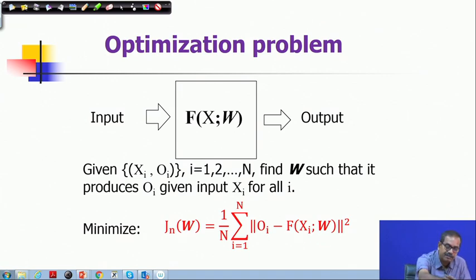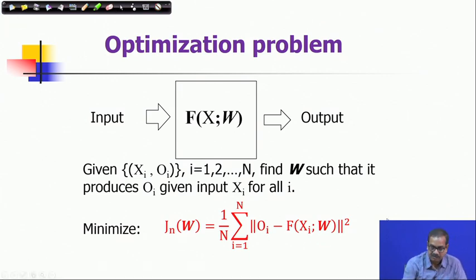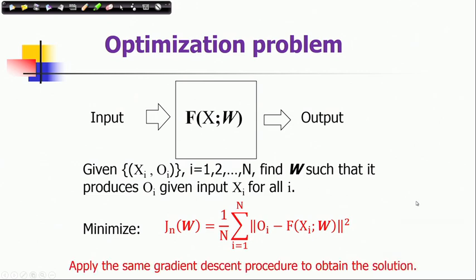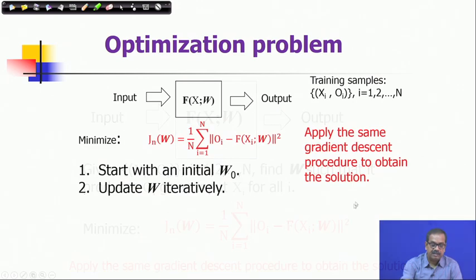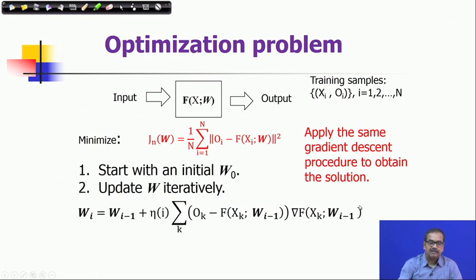Once again, we can apply the same gradient descent technique. The procedure is similar. We can start with an initial weight w naught, then we update w iteratively. Weight means a collection of weights, as we have described, a collection of parameters. It considers weights and biases of every layer of the artificial neural network.